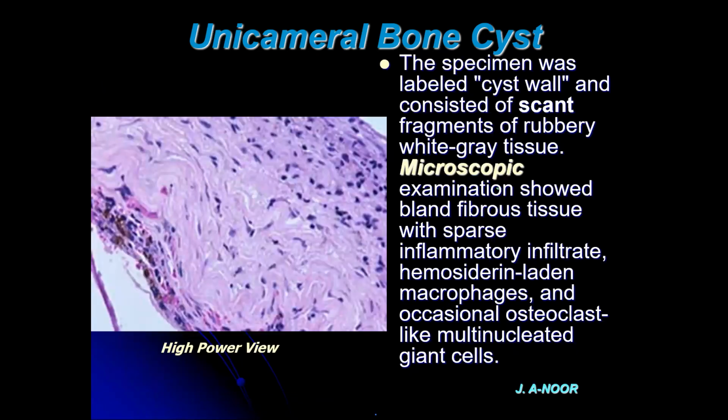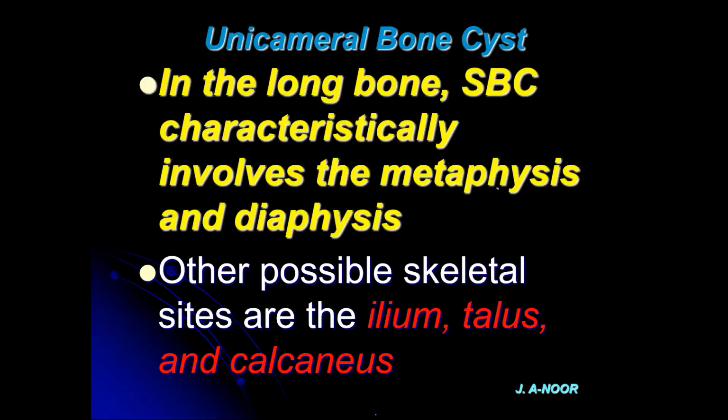This is a larger view. The specimen was labeled cyst wall and consists of scant fragments of rubbery white-gray tissue. Examination showed fibrous tissue with inflammatory infiltrate, hemosiderin-laden macrophages, and occasional osteoclast-like multinucleated giant cells. So don't forget this. In the long bones, a unicameral bone cyst is at times called a solitary bone cyst. It characteristically involves the metaphysis and diaphysis. Other possible skeletal sites are the ilium, as I showed you, the talus, and calcaneus.